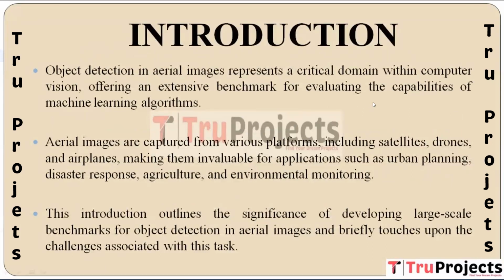Detecting objects in aerial images is a crucial field in computer vision, providing a comprehensive yardstick for assessing the performance of machine learning algorithms. Aerial imagery is acquired from a variety of sources like satellites, drones, and aircraft, and it holds immense value for tasks like urban planning, disaster management, agriculture, and environmental surveillance. This opening highlights the importance of creative, extensive evaluation criteria for identifying objects in aerial images and briefly mentions the difficulties connected with this undertaking.